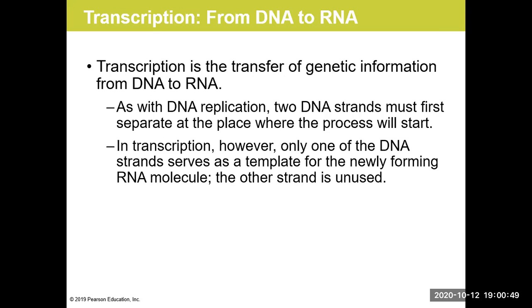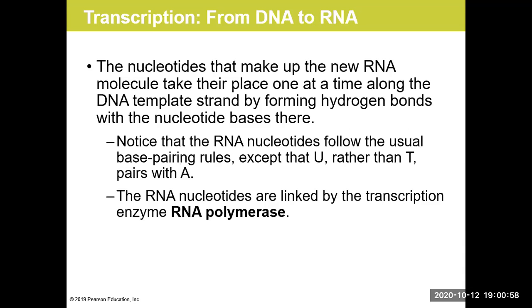So transcription is the process of formation of RNA from DNA by following the complementary base pairing rule. Transcription starts from DNA, where one strand would serve as a template, and nucleotides that would make up the new RNA would add one at a time, forming hydrogen bonds with the DNA nucleotide bases there. Now, please remember that in RNA, there is no thymine. It is instead substituted by uracil. So that means instead of a T pairing with A, it would be a U pairing with A, and the enzyme that is used to link the RNA nucleotides is known as RNA polymerase.